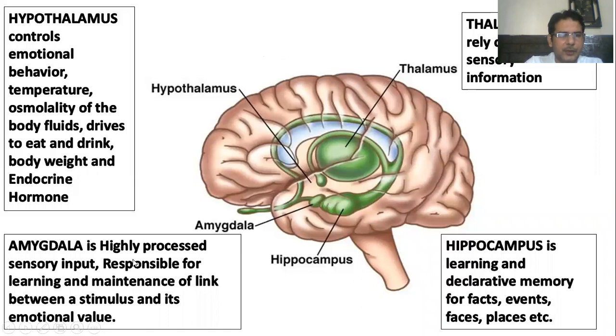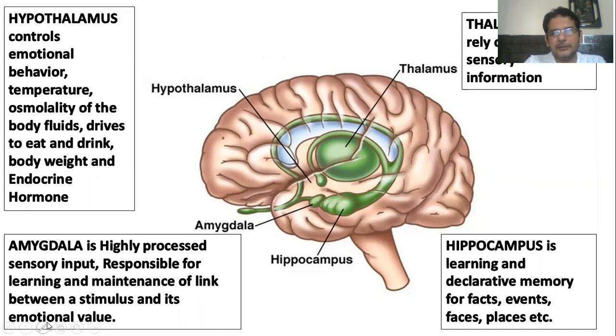Amygdala highly processes sensory input, and is responsible for learning and maintenance of the link between the stimulus and its emotional value. So we will talk in detail about this amygdala, but this is the emotional center of the brain. Whatever emotions are related, it goes and it makes sense of those emotions. And if you are a very emotional person, this is the region of the brain which is mainly involved. There is always a fight between the emotional center and the decision making center, the frontal lobe of the brain. We will discuss how it affects our behavior.